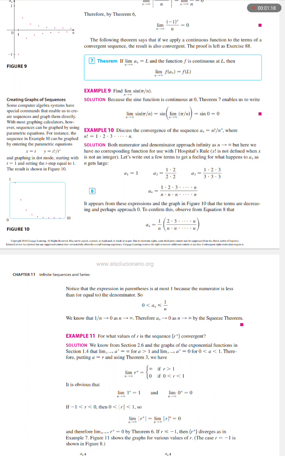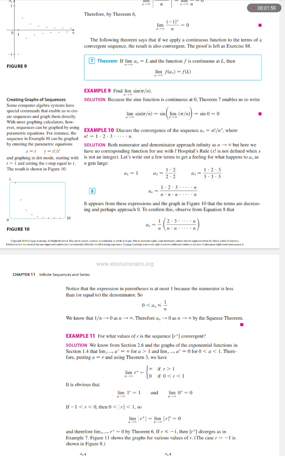Example 10 discusses the convergence of the sequence a sub n equals n factorial over n to the power n, where n factorial equals 1 times 2 times 3 continued to n. Solution. Both numerator and denominator approach infinity as n approaches infinity, but here we have no corresponding function for use with L'Hospital's rule. x factorial is not defined when x is not an integer.